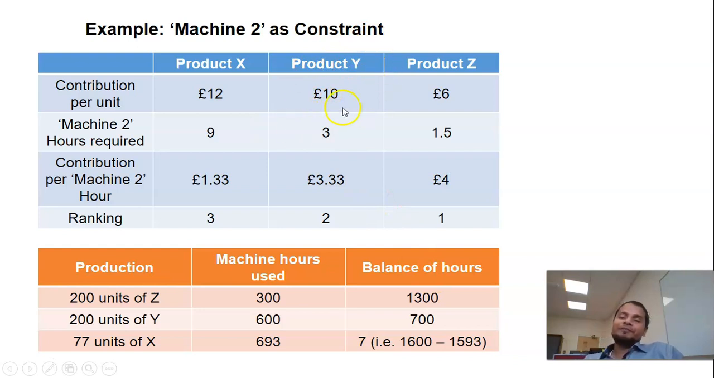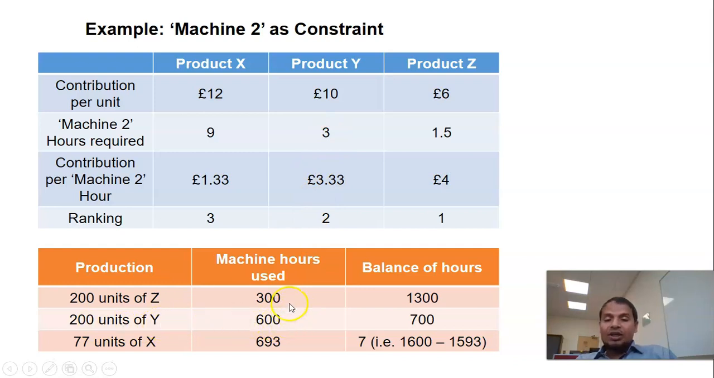Second choice is Y. Okay, and what's the demand for Y? 200 again. If you produce 200 units of Y, for one product of Y you need 3 hours of machine 2. So 3 hours times 200. Okay, so 3 multiplied by 200 is 600 hours of machine 2 you need to produce product Y.